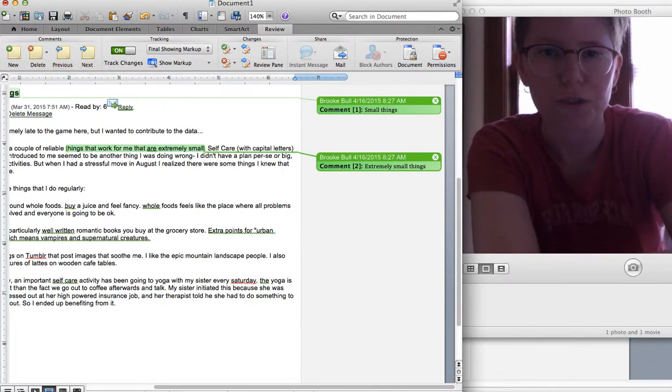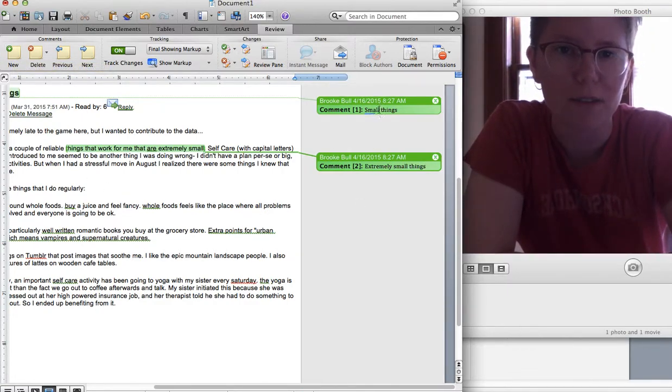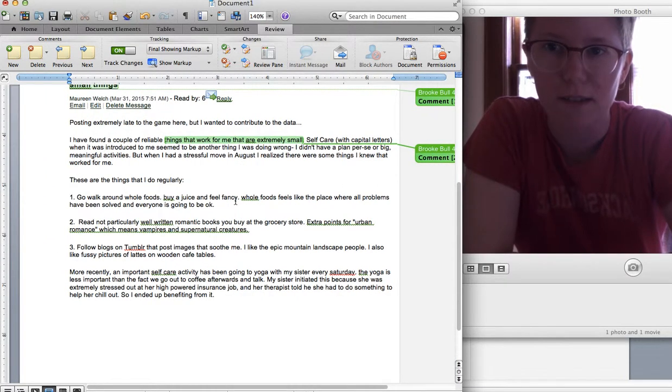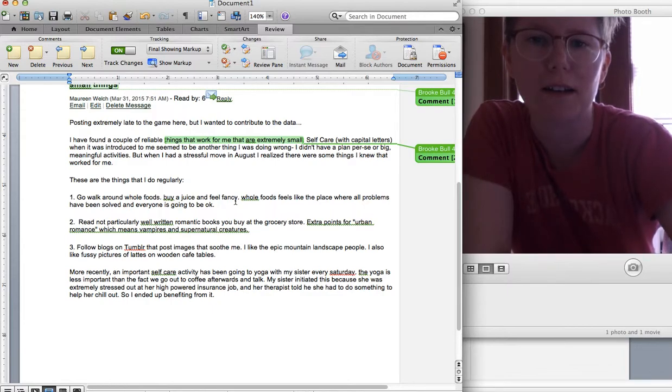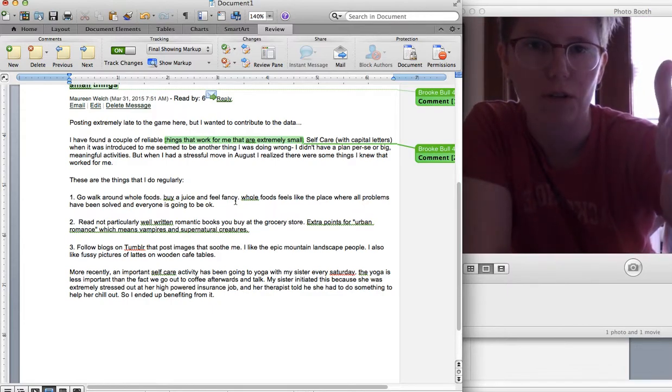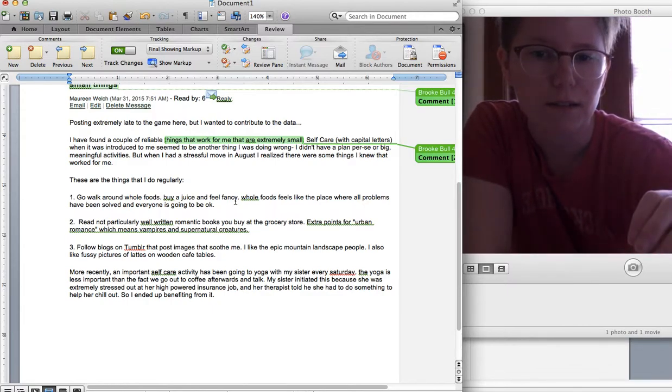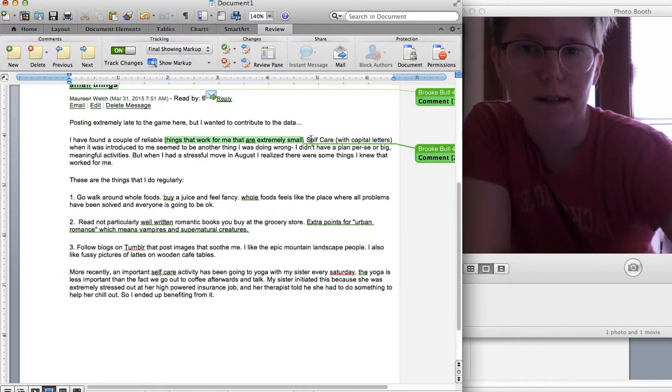So I'm going to call that extremely small things. So I've got small things and I've got extremely small things. And I'm looking ahead to axial coding thinking, maybe there will be a theme, an axial code that will be all about the little things that comprise her self-care, which would have self-care with a little s.